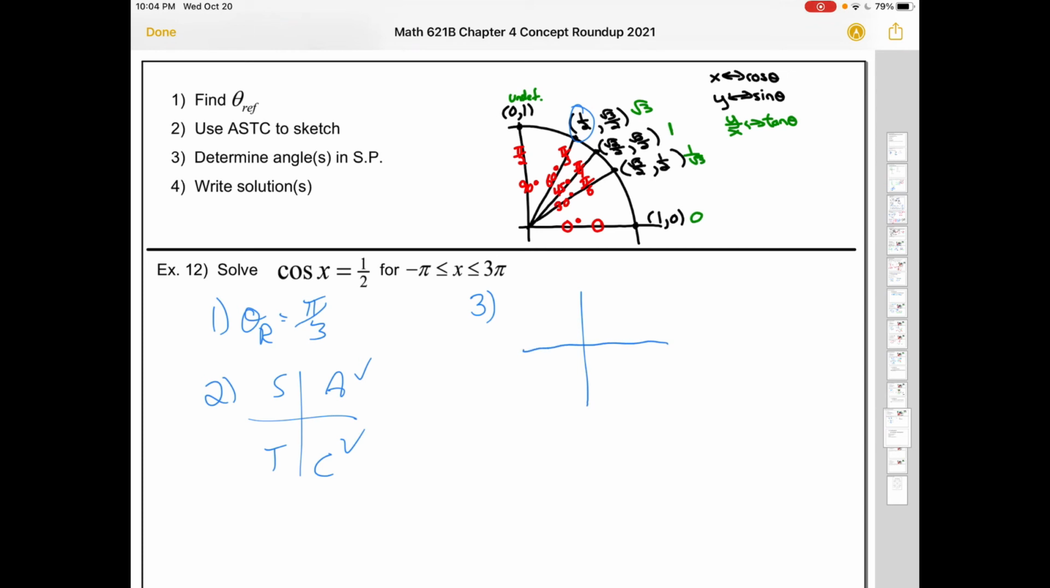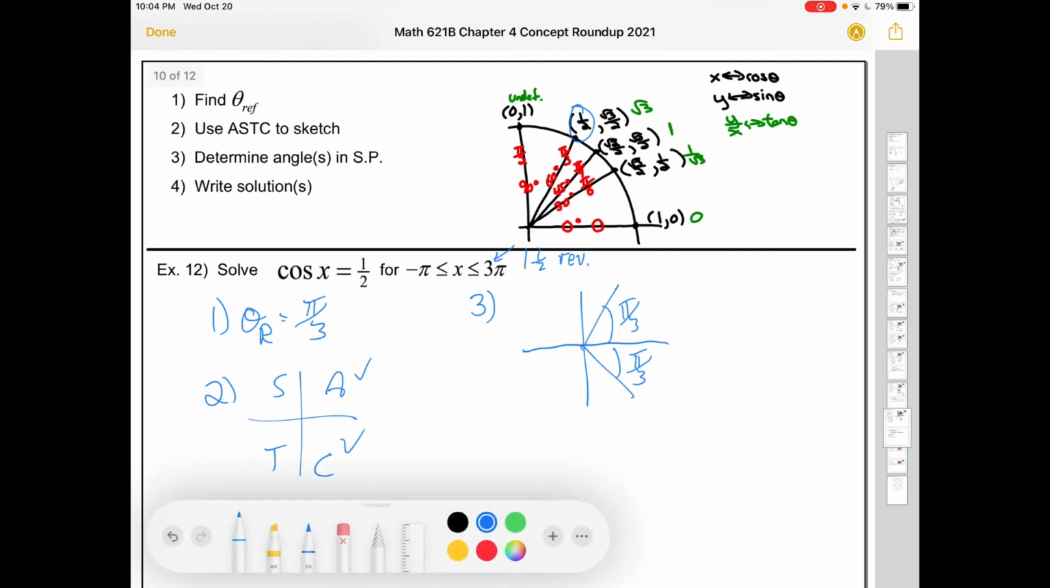Try and do an okay job of drawing them. Here's pi over 3, and here's pi over 3 in those two quadrants. Okay, now here's the weird thing. The solutions aren't just restricted to 0 to 2 pi. You can go up to 3 pi, which is 1.5 revolutions, because every pi is 180 degrees. Let's see all the times that we run into these solutions.